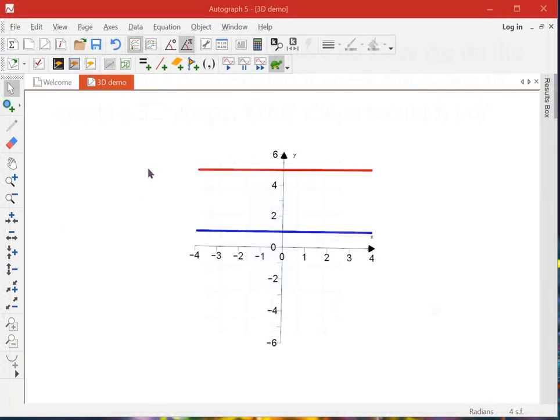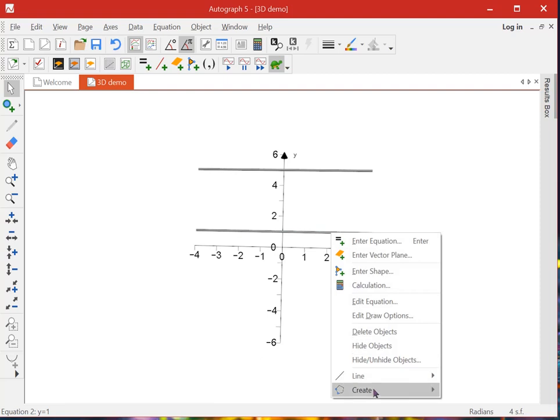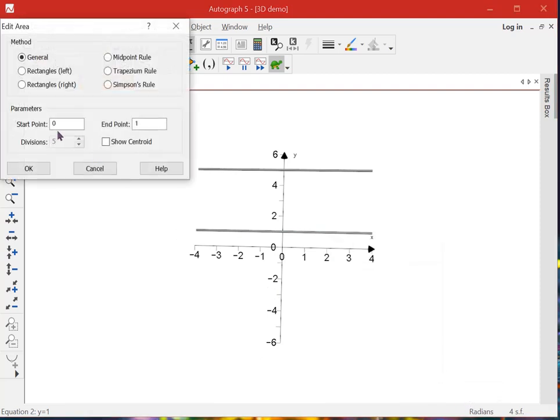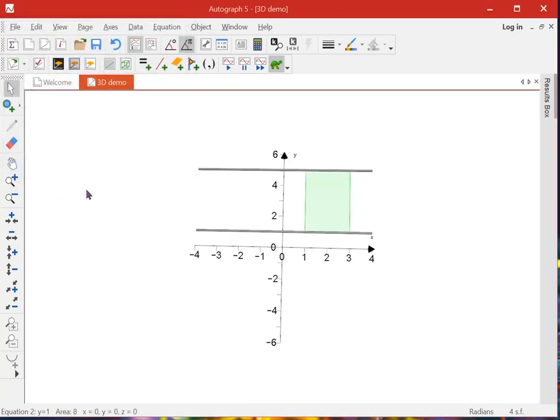And now we're back with Autograph software, and I have the line y equals 5 there in red and the line y equals 1 in blue. First, I'm going to find the area between these curves. I'm going to sort of recreate that rectangle we were just looking at. So I'm going to select each curve, choose Create Area. We're going to go from 1 to 3, like so.